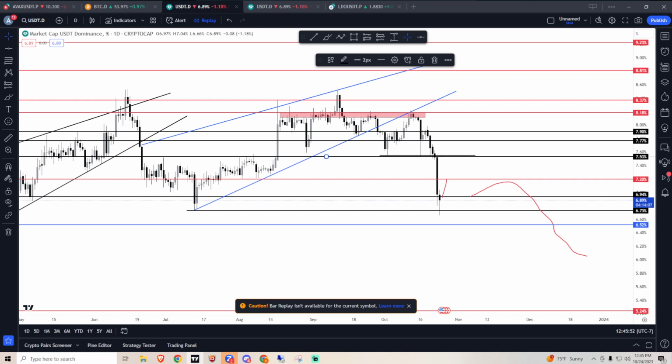Difference between order block and fair value gap. I can't go over that. It's not in this lesson.